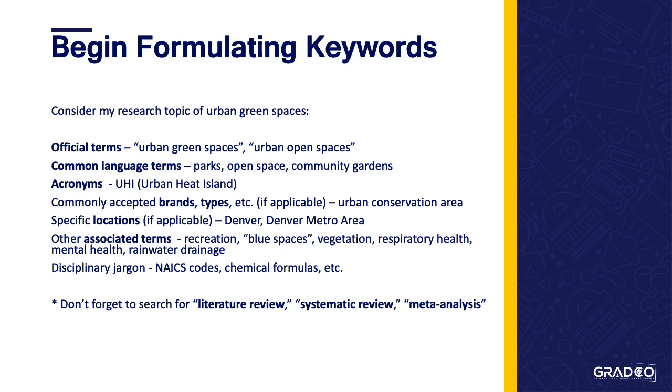If you are in business, you may use NAICS codes, which define particular industries. You might use chemical formulae or drug names. There may be more types that I missed here too, but as you research, some of these specific types of terms will reveal themselves. As a reminder, add literature review and systematic review or meta-analysis to your search string. Try to find those types of resources. They can be great sources to mine for citations.